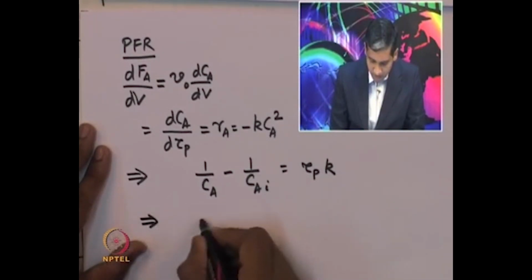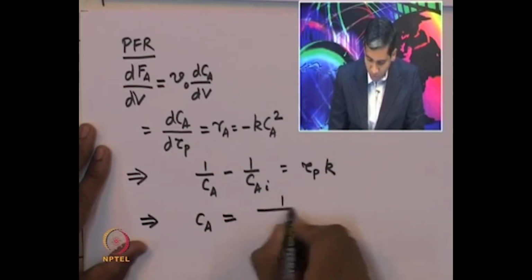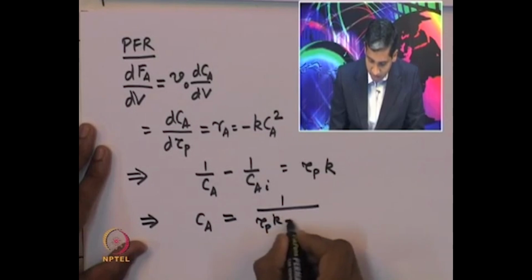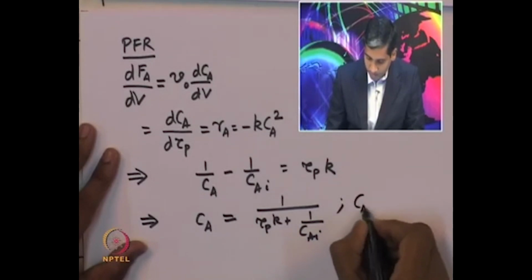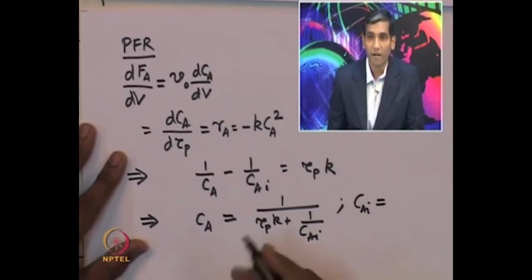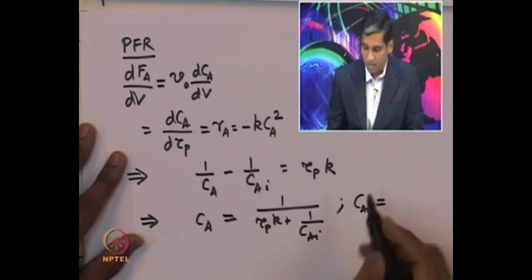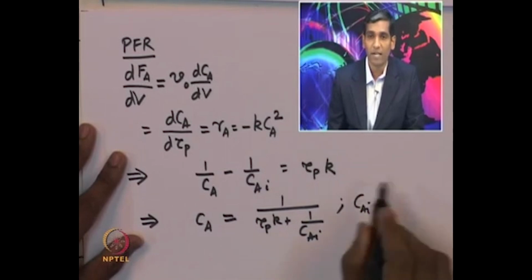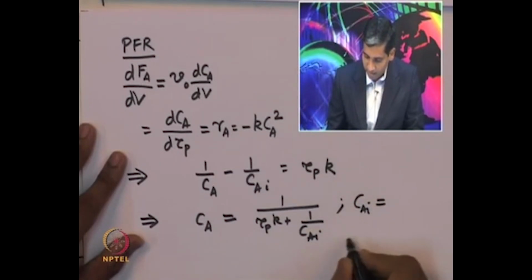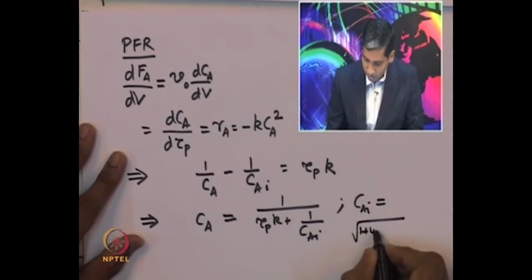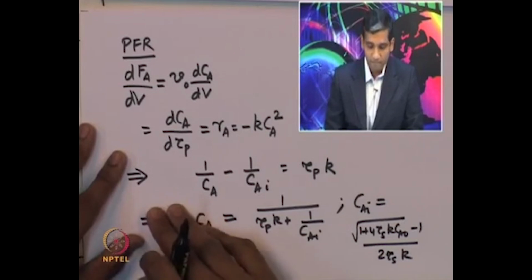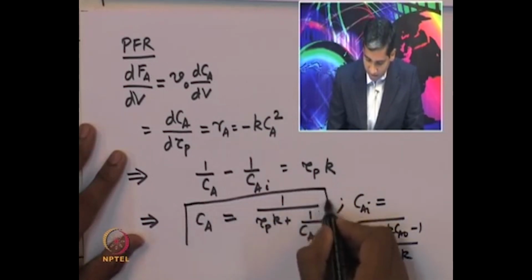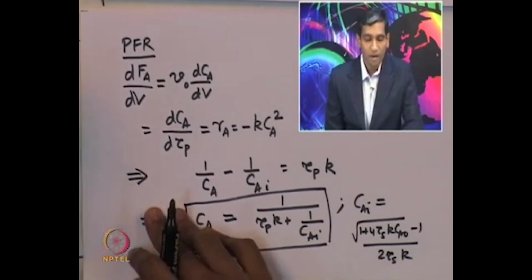So, from here we can see that C A can actually be expressed as 1 by tau p into K plus 1 by C A I, where C A I is essentially given by the quadratic function that we actually derived a short while ago. This is the concentration with which the species actually leaves the CSTR. So, that is actually given by square root of 1 plus 4 tau s k C A naught minus 1 divided by 2 tau s into K. So, that is the specific reaction rate. So, this is the concentration of the species that actually leaves the plug flow reactor.